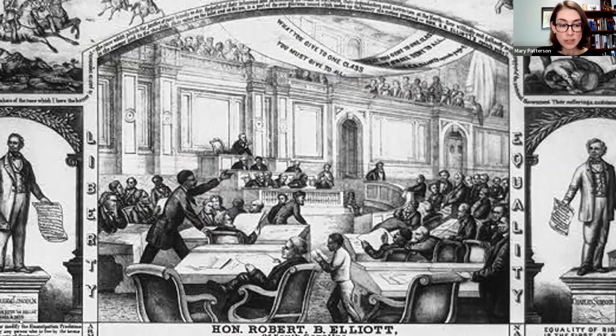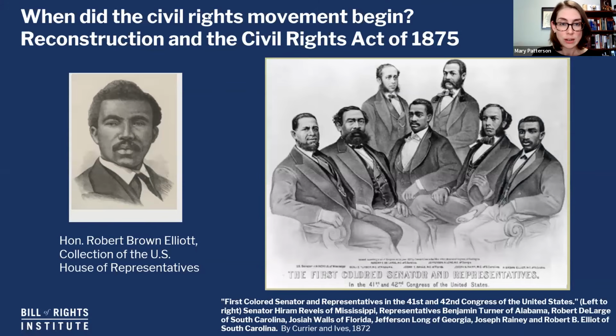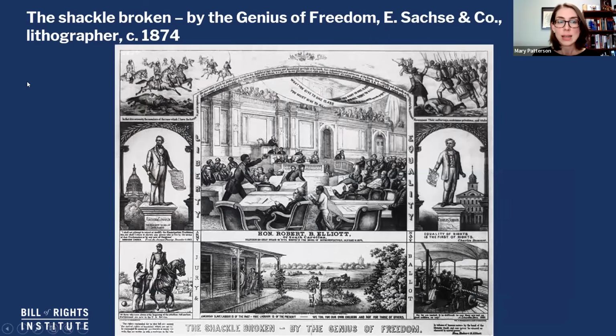I'm going to zoom back out for a second and show you a picture right here of Robert Brown Elliott. So here he is right here, and this is from the collection of the House of Representatives. And on the right, you have a picture of other African-American representatives and senators who served in Congress during the Reconstruction period. So Robert B. Elliott was the youngest. He was actually only 30 or 31 when he takes office, and he was very well educated, and he was a wonderful speaker. So lots of people wrote about and praised his eloquence and his speech. So this lithograph, this print that we're looking at here, is basically honoring his speech and what a convincing argument he made for the passage of this civil rights bill.